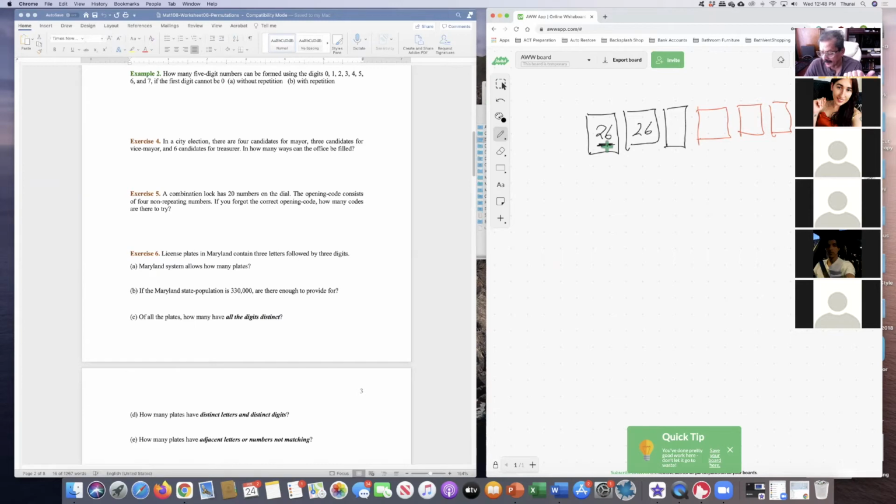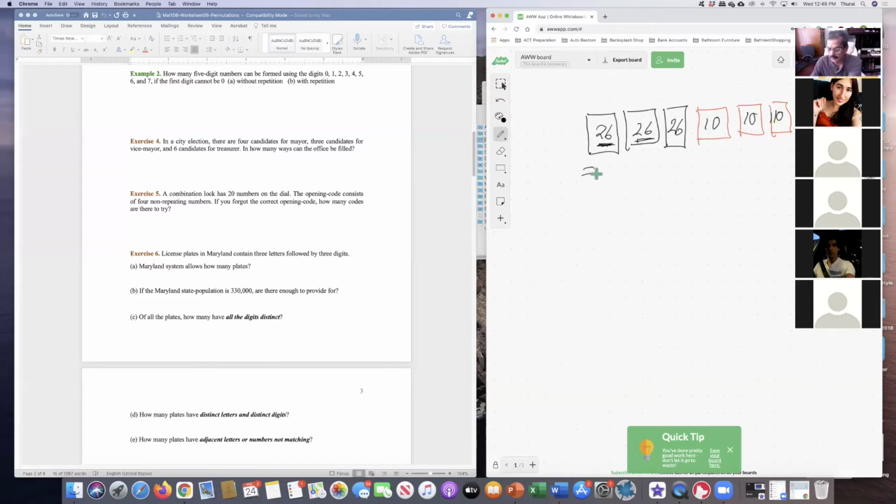Okay, same way for the second one. Repetition is allowed, so any of those 26 letters can go here. Same thing for the third one: 26 ways. For the next box, a number is supposed to go there. What's the count? 10 is right. And for the next one, 10, and 10, because repetition is allowed. And multiply them, that'll be your answer.